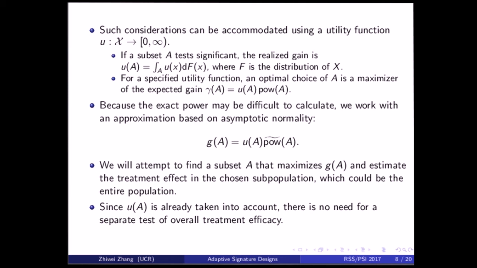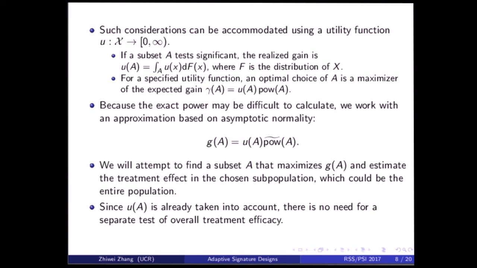For a specified utility function, an optimal choice of A may be defined as a maximizer of this expected gain, gamma of A, which is just the product of U of A with the power function. So that's what we want to maximize in the ideal world.